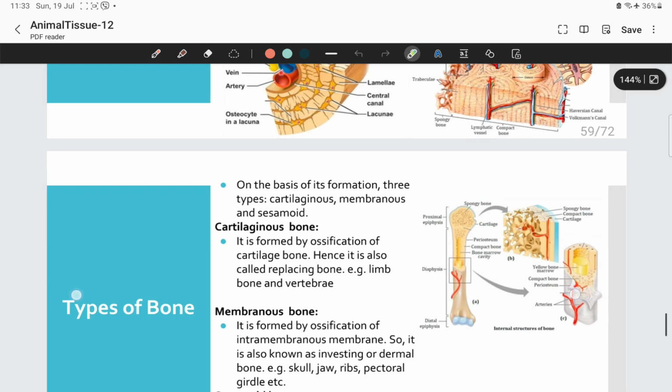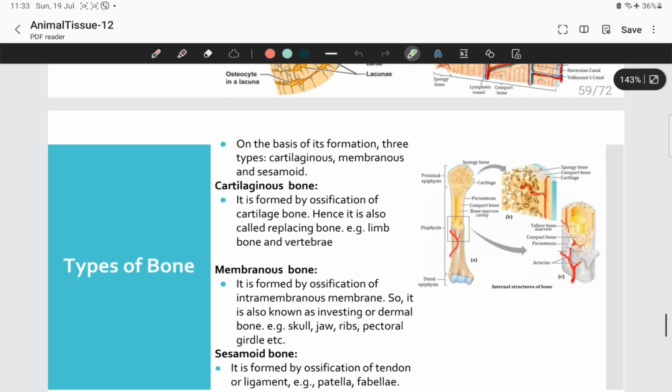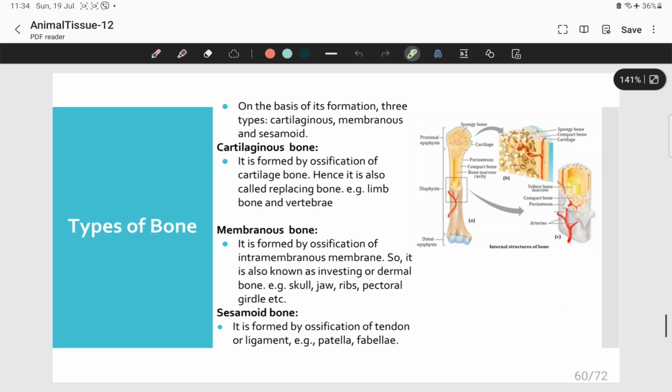On the basis of its formation, there are types of bone. So how are the bones formed? It is of three types. Those bones could be cartilaginous, membranous, and sesamoid. Cartilaginous bone is formed by ossification of cartilage. Here the bone is formed by the deposition of minerals on the cartilage. Example, limb bone and vertebra.